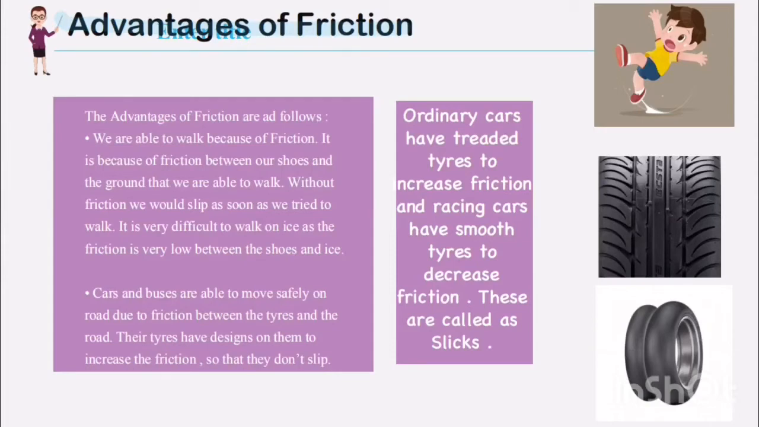Have you ever tried walking on ice? It is very difficult to walk on ice as the friction is very low between the shoes and the ice. Cars and buses are able to move safely on road due to friction between the tires and the road. Their tires have designs on them to increase the friction so that they don't slip. Ordinary cars have treaded tires to increase friction. Treaded tires are the ones which have patterns and designs on them. And racing cars have smooth tires to decrease friction.